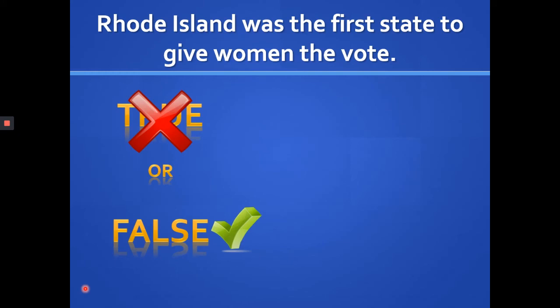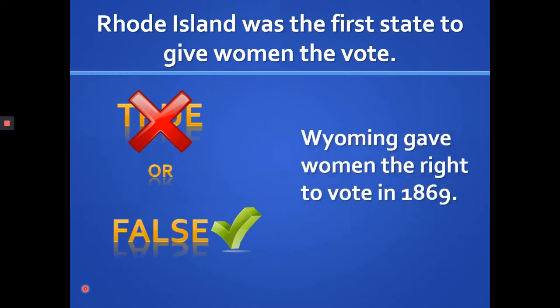All right, this answer is false. Rhode Island was not the first state to give women the right to vote. That was Wyoming in 1869, which was well ahead of the rest of the country.